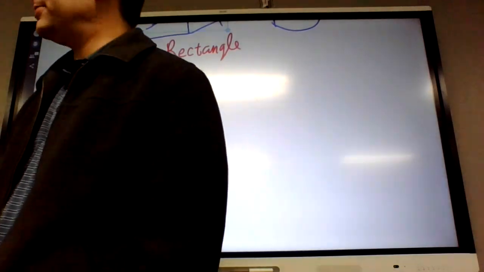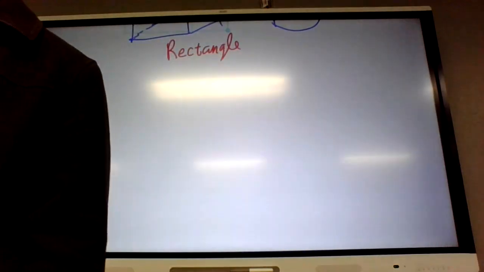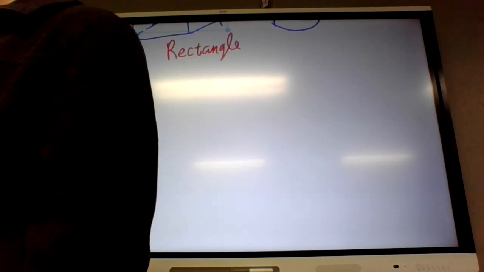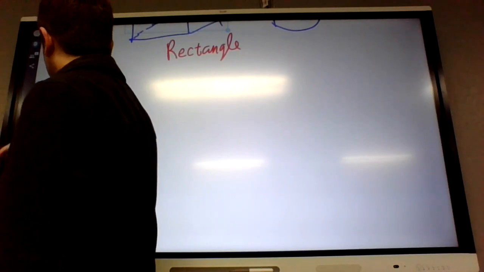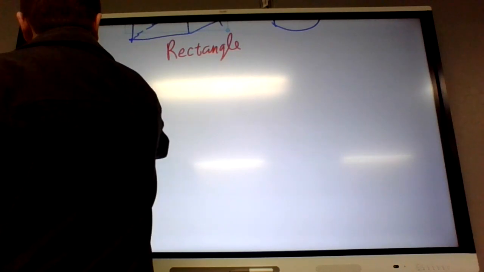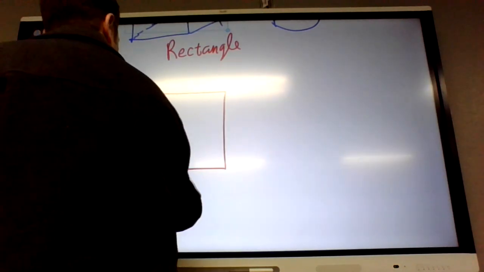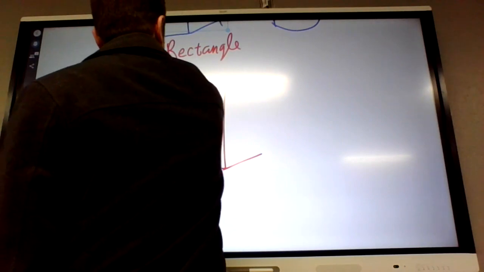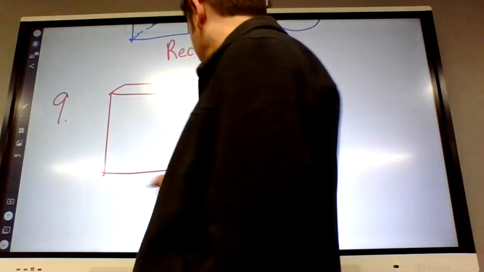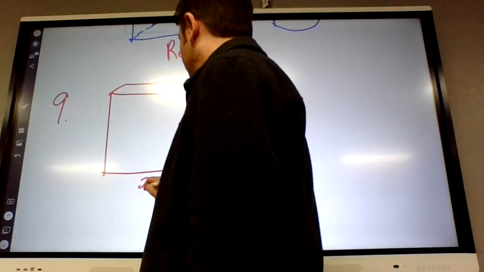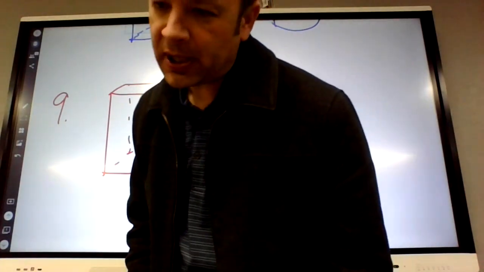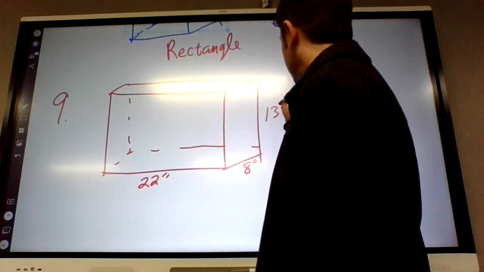5 through 9. I didn't write that down on the board, but we're skipping. Sorry, 5 through 8 we're skipping, and right now we're doing 9. Oh, I said that wrong. Okay. Number 9 is a rectangular prism. Something like this. And it's 8 inches by 22 inches on the base. And its height is 13 inches. Looks something like that.